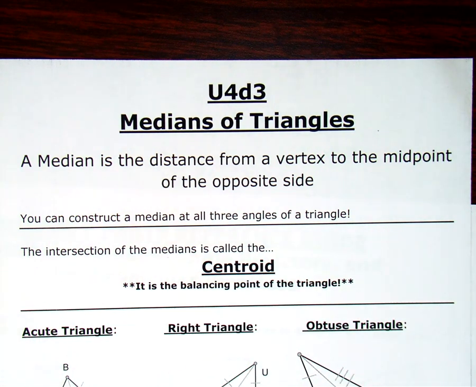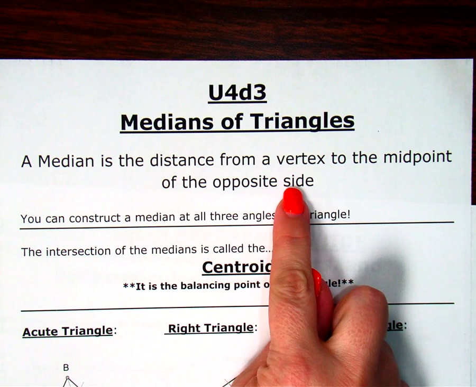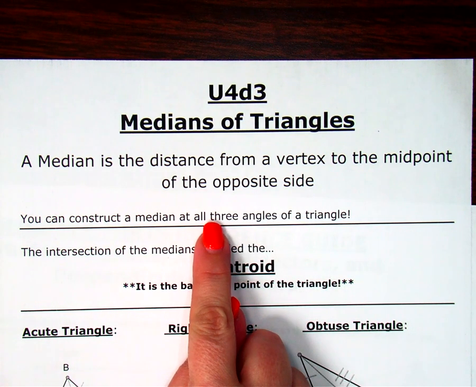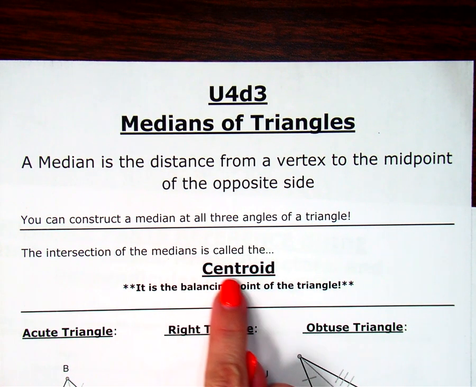In this video, we're going to look at medians of a triangle. A median is the distance from a vertex to the midpoint of the opposite side. We can construct a median at all three angles of a triangle. Your medians will all intersect at a point, and that point is called the centroid.